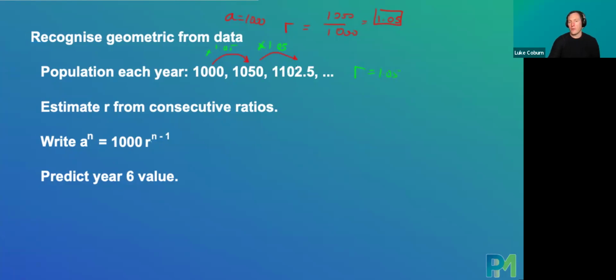So you're dividing consecutive terms. It could happen that the next number isn't like that, right? But if we're only given three numbers and we suspect it's either arithmetic or geometric, then we see 1.05 here, we see 1.05. It's a geometric sequence. So we're done. And then as soon as we have it, we estimate r from consecutive ratios.